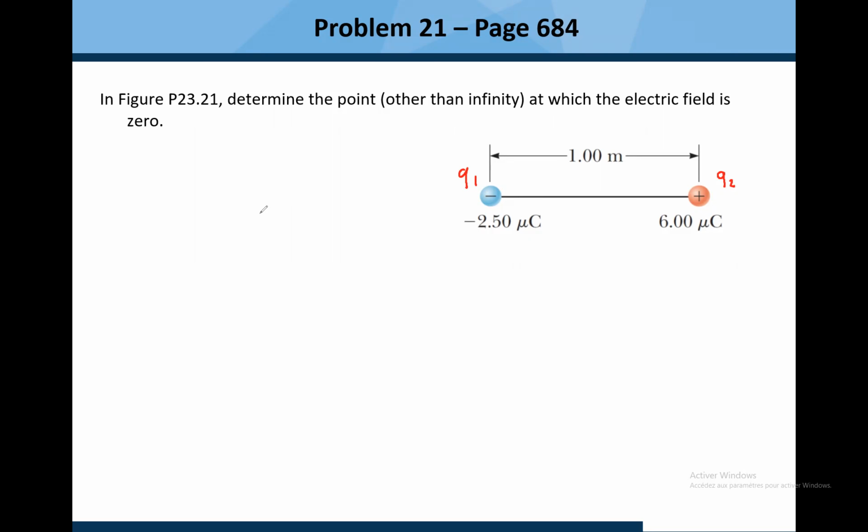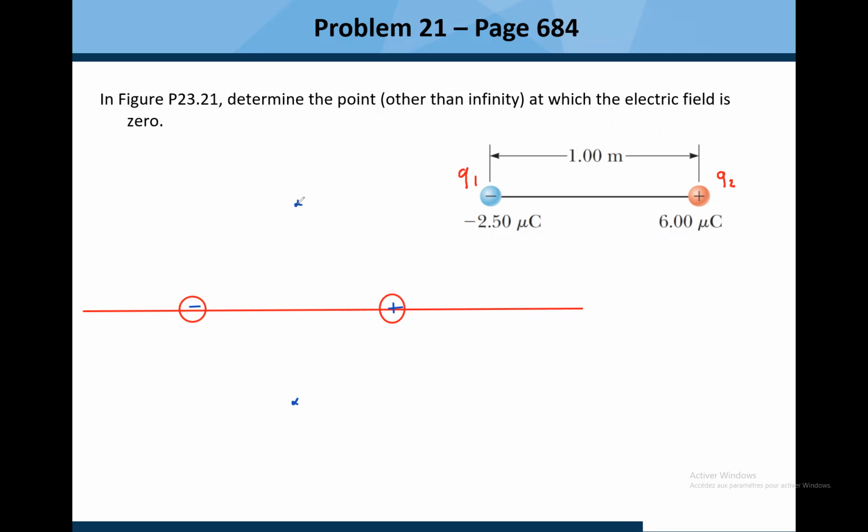Before solving this problem, let's discuss a little. If we have here the negative charge, and here we have the positive charge, here it's negative and here it's positive. Here and here it's impossible to have a zero electric field for a simple reason.